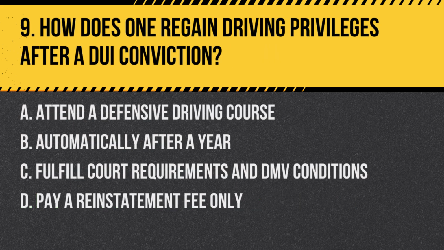Question 9. How does one regain driving privileges after a DUI conviction? A. Attend a defensive driving course. B. Automatically after a year. C. Fulfill court requirements and DMV conditions. D. Pay a reinstatement fee only. Answer. C. Fulfill court requirements and DMV conditions. This may include completing DUI education programs and paying fines.